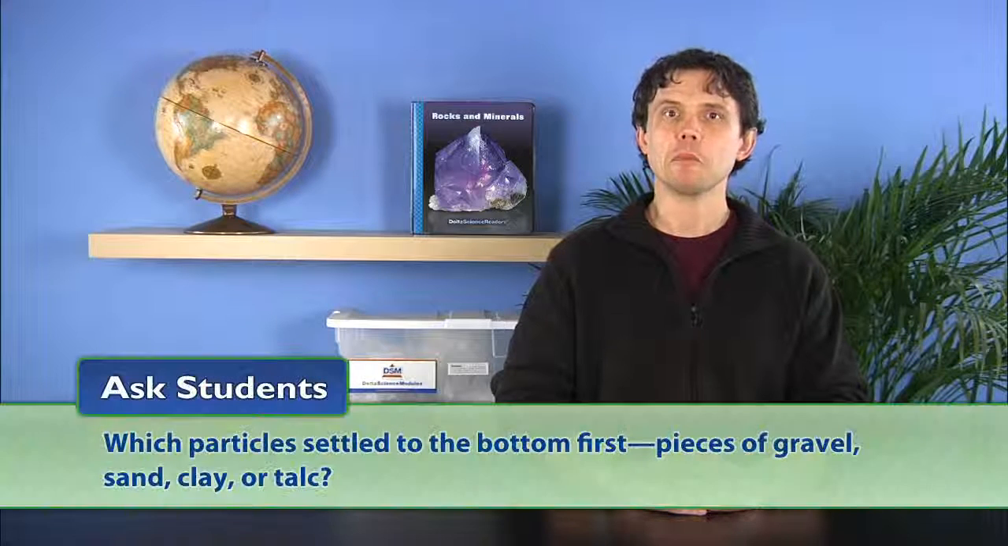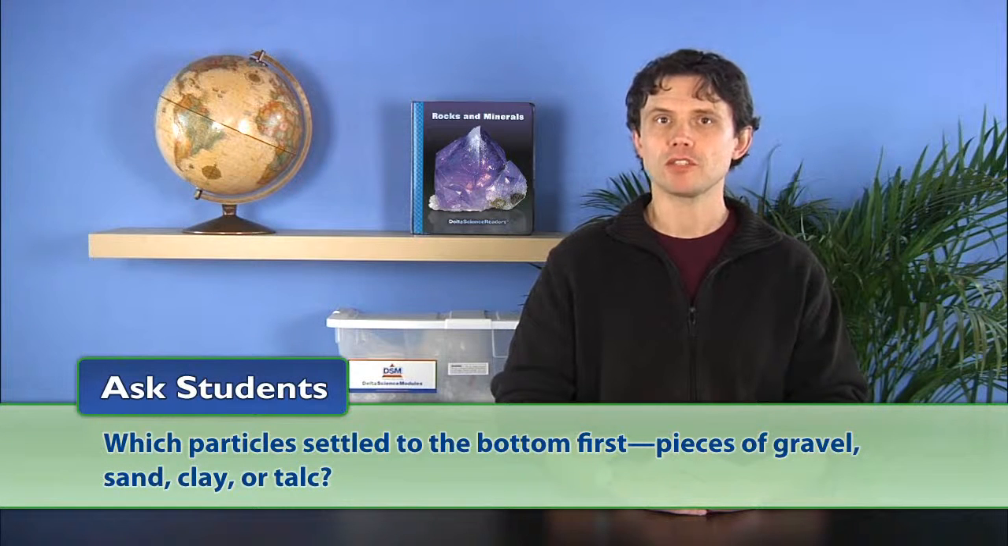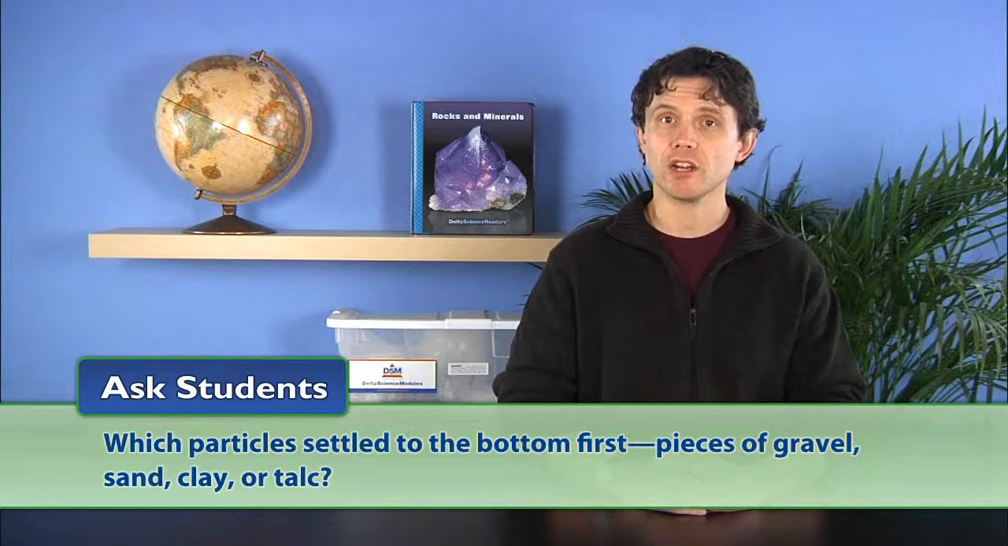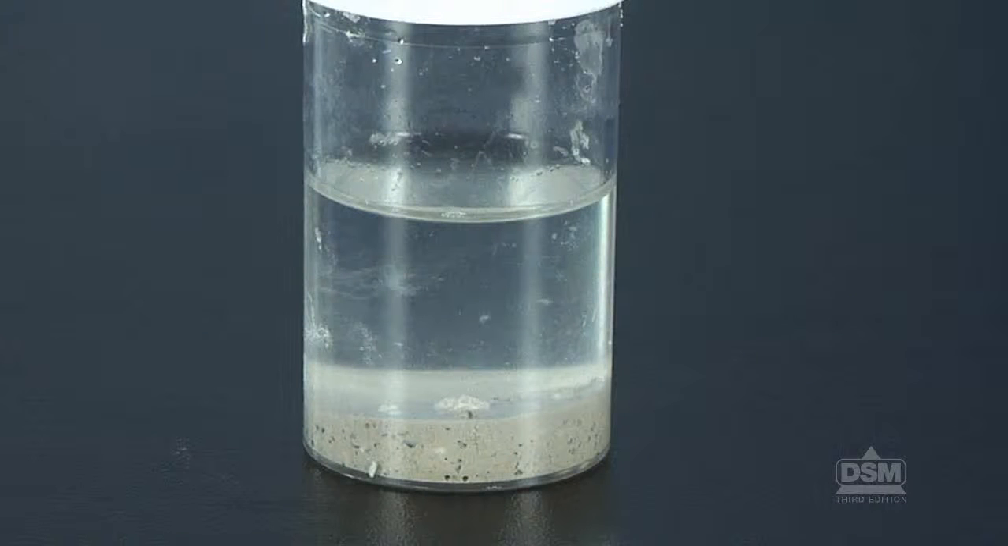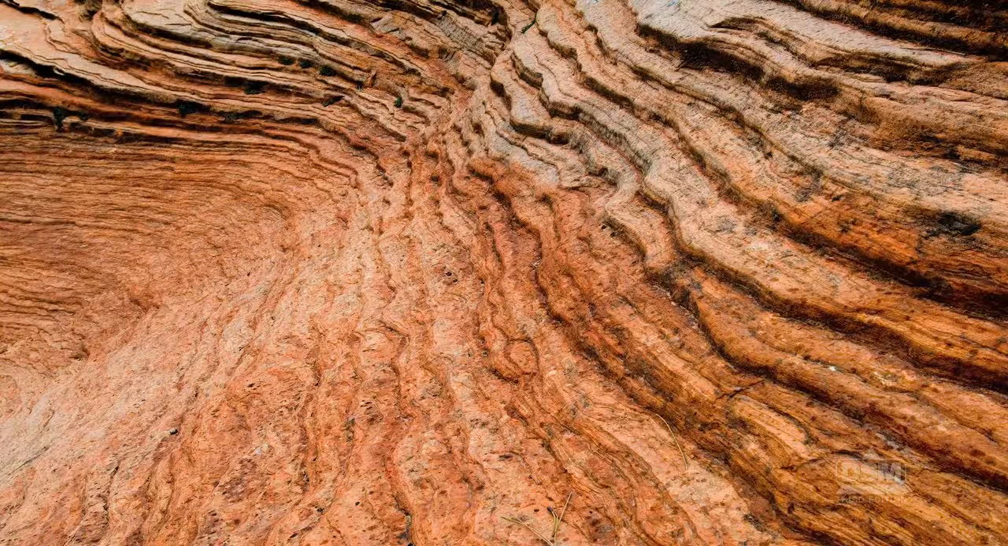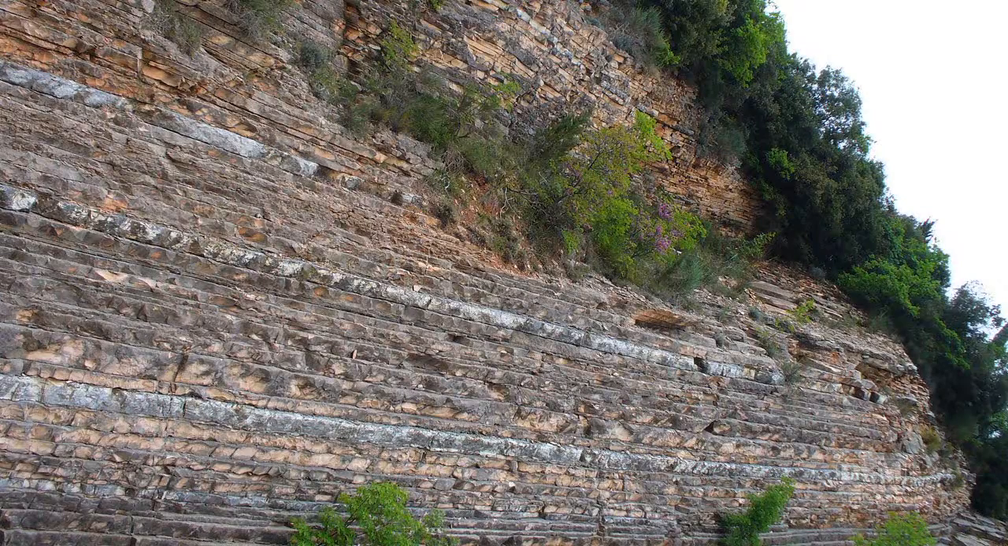Ask students which particles settle to the bottom first, pieces of gravel, sand, clay, or talc. Students should observe that the larger pieces of gravel and sand settle to the bottom first, before the smaller pieces of clay and talc. Then ask, have you ever noticed layers of sand and shells at a lakeshore or at the beach? Help students understand that the size and weight, or density, of particles determines which ones will settle first. Inform students that layers of sediment, which eventually form sedimentary rock, are deposited in this way.